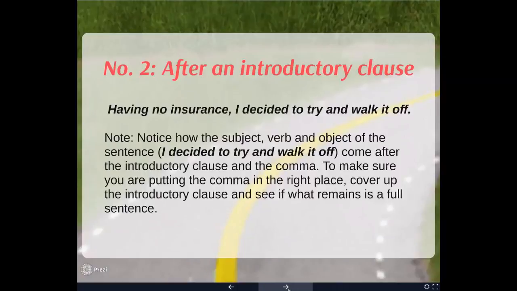Now the sentence is I decided to try and walk it off, but like I said, we have a little bit of immediate context at the beginning, and you want to make sure that it's sectioned off from the subject of that sentence with the comma. To make sure you're doing this right, cover up your introductory clauses and see if what remains is a complete thought.